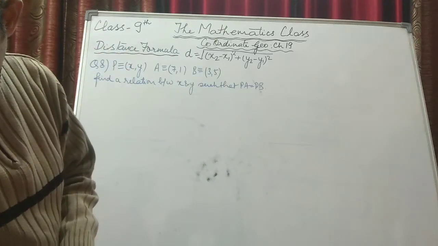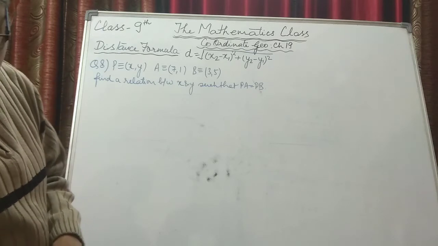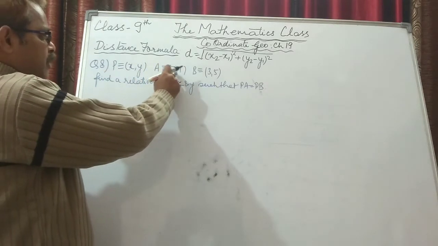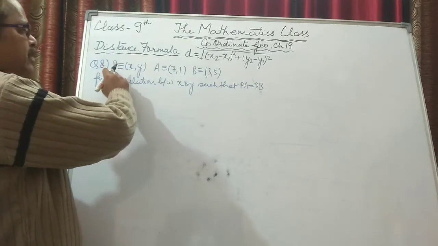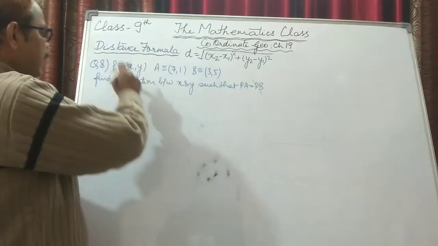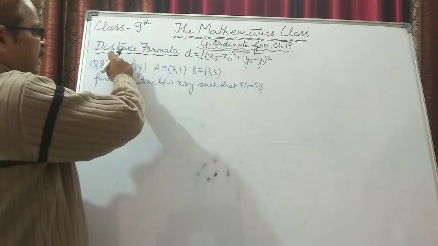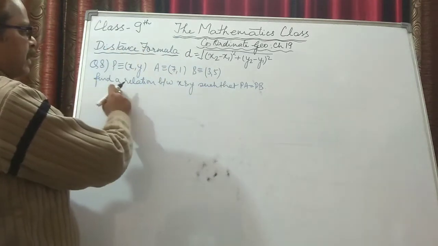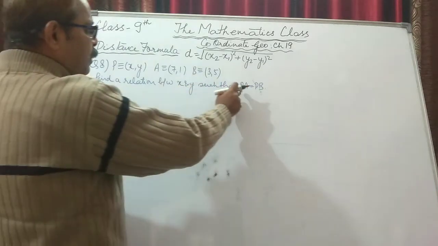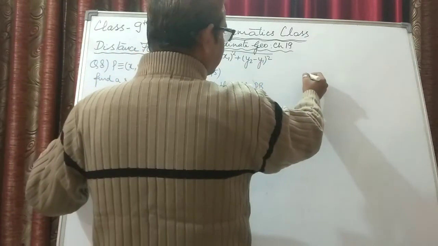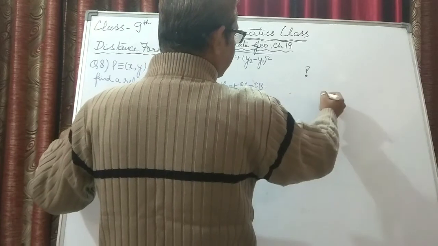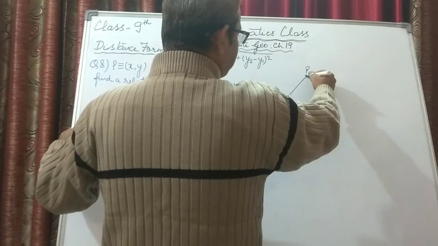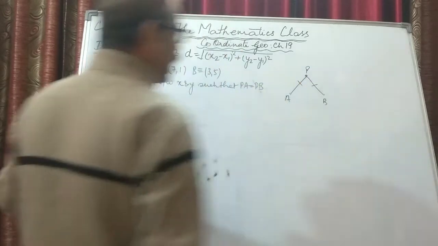Then they say the point P is equidistant from the points 7, 1 and 3, 5. This P is equidistant from point 7, 1 and the same point P is equidistant from 3, 5. It means the distance PA is the same as the distance PB. So I have written: find a relation between x and y such that PA is equal to PB. Suppose here is a point P, here is a point A, here is a point B. So they say that PA and PB, these two distances, are equal.